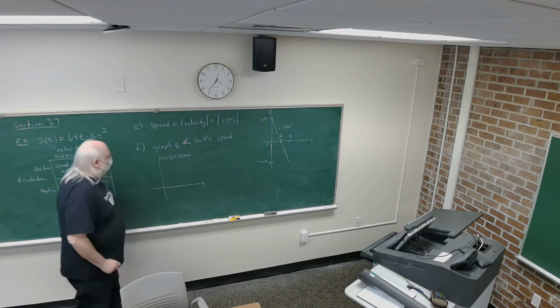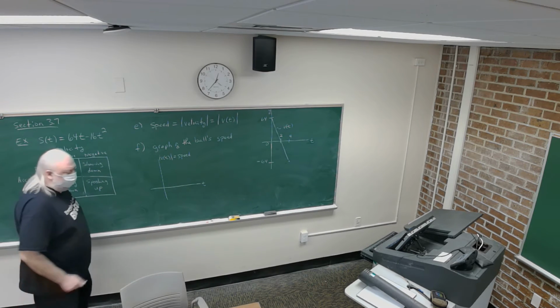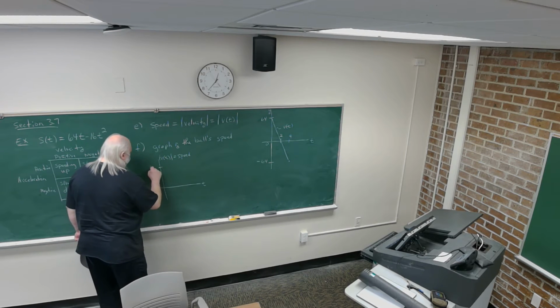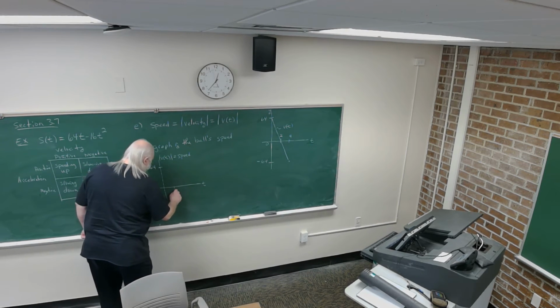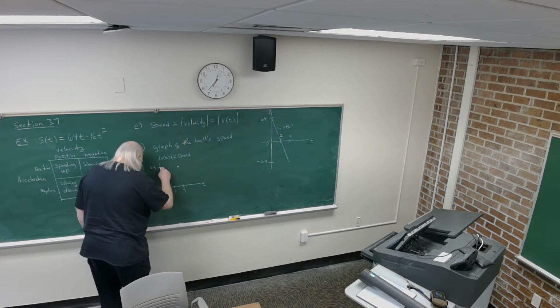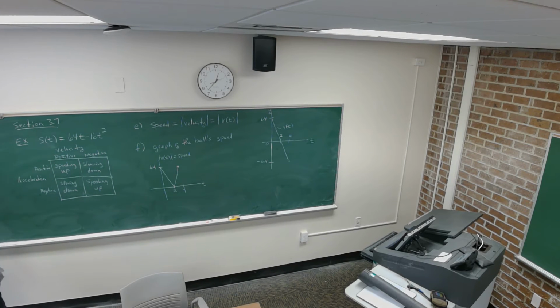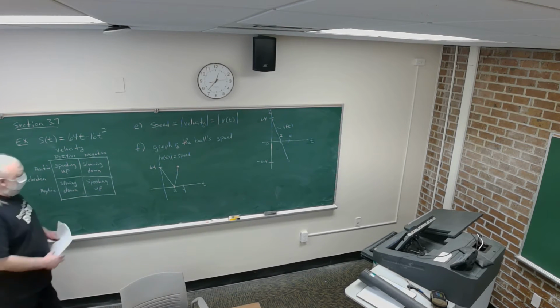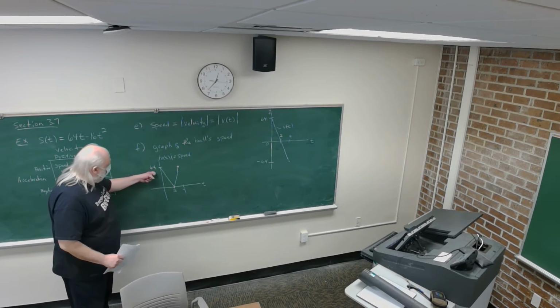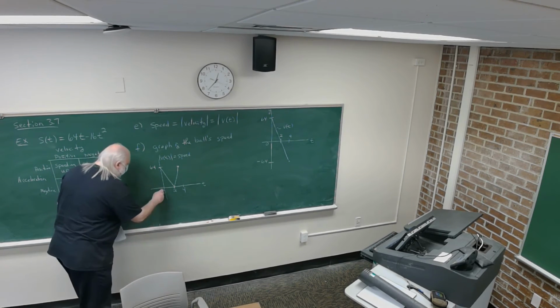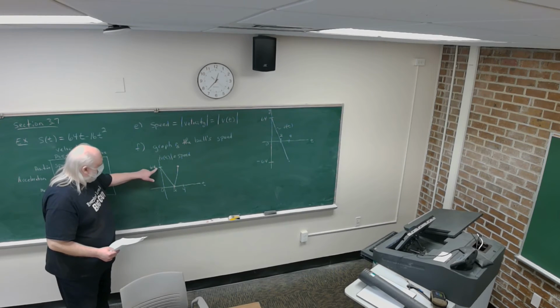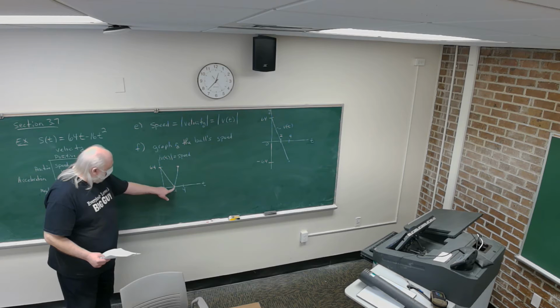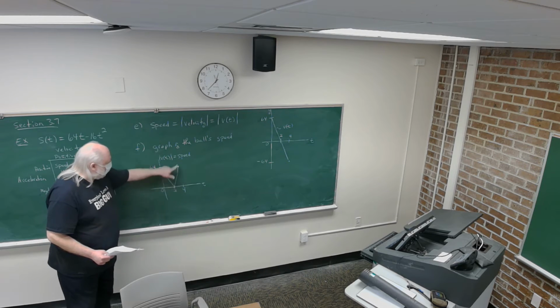So the graph of the ball speed, which is the absolute value of its velocity function. Here's 64. Here's t equals 2. t equals 4. That's what the graph of the ball speed looks like. Okay. And now you can see from the graph of the ball speed, from t equals 0 to t equals 2, the ball is slowing down, and from t equals 2 to 4, the ball is speeding up.